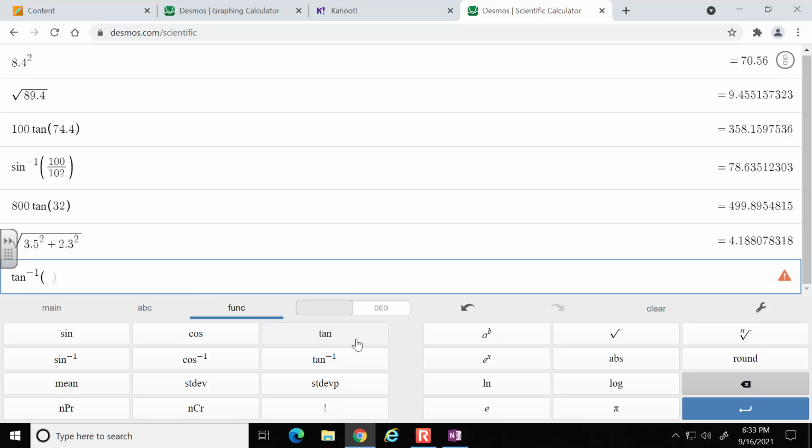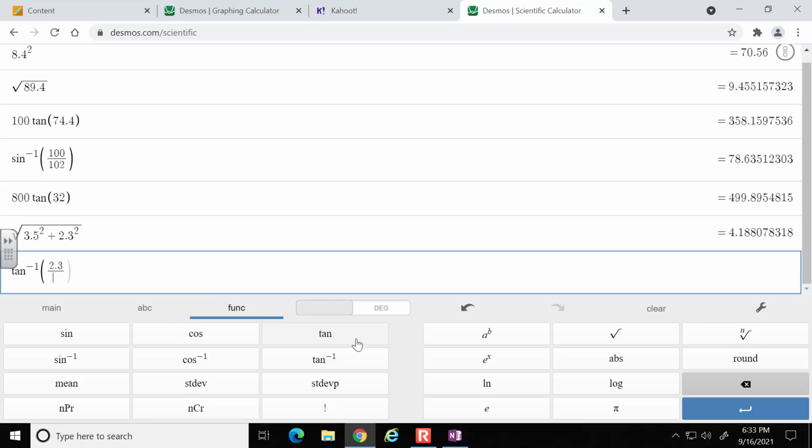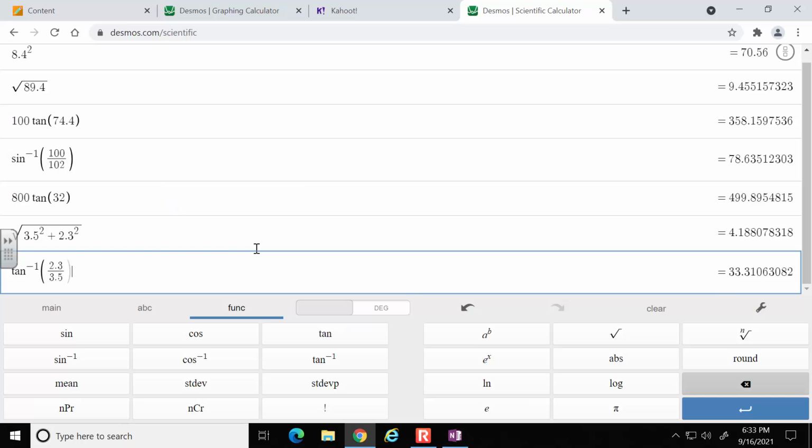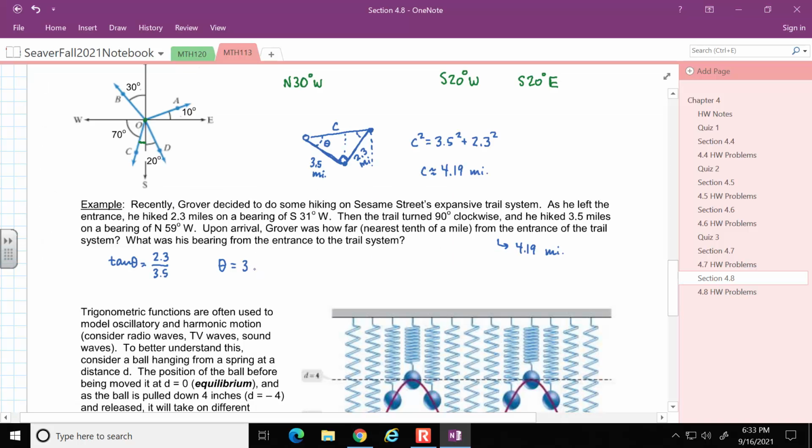If we take the inverse tangent of 2.3 divided by 3.5, we get 33.31 degrees. So that gives us an angle. It's not really a bearing from our original point, but that's okay. So we know theta, and let's call this one alpha. How do we figure out alpha then?